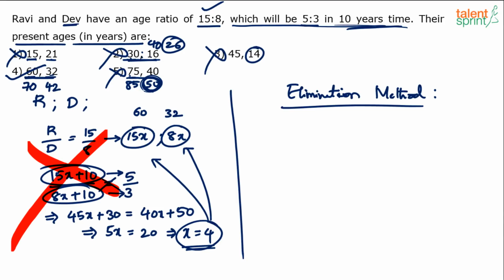70 and 42. Is 70 a multiple of 5? Yes. Is 42 a multiple of 3? Yes. What is the ratio between 70 and 42? This is 14 into 5. This is 14 into 3. So actually the ratio comes out to be 5:3. See, satisfied all the conditions, right? It has satisfied all the conditions. 5:3 is the ratio between 70 and 42. So can I mark option 4 as the answer?